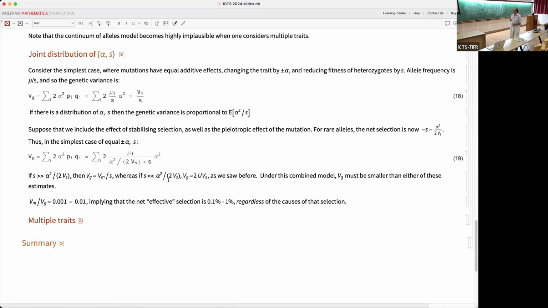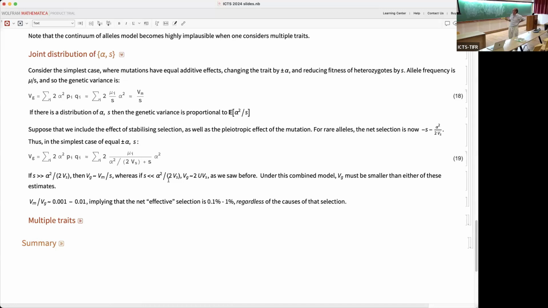Now, you can look at it another way, and I'll be working towards that. But suppose we say, well, the trait does have an effect. We care about the trait. It affects fitness. It's under stabilizing selection, Vs. And so now we have basically a selection coefficient S due to this extrinsic deleterious effect, which could be anything, plus alpha squared over 2Vs, which is the selection against increasing variance in the trait.